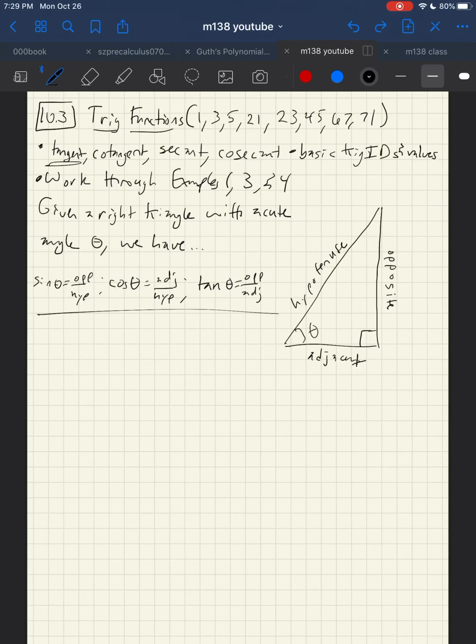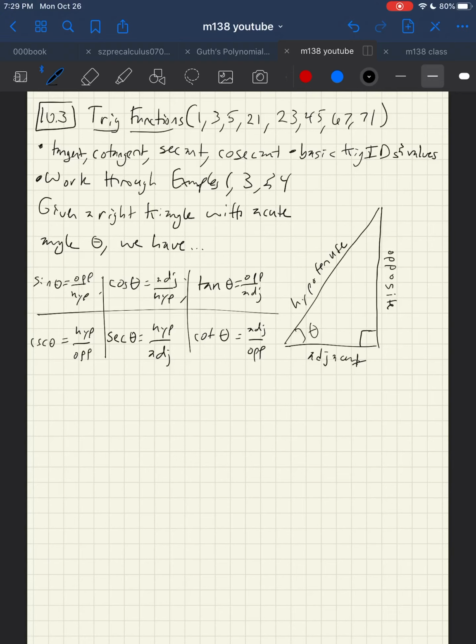We've got 3 more, and the way it works is that each one of these has a sort of friend function. That's the multiplicative inverse. So not the inverse function, but the multiplicative inverse. So the multiplicative inverse of sine is cosecant. So cosecant theta is the hypotenuse over the opposite. The multiplicative inverse of cosine is secant theta. Having a hard time just drawing things in general today. And this is going to be the hypotenuse over the adjacent. And finally we've got cotangent theta, which is going to be the adjacent over the opposite.